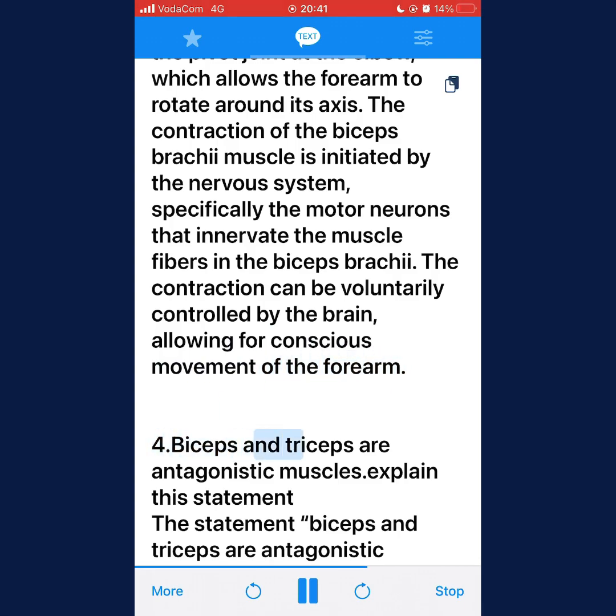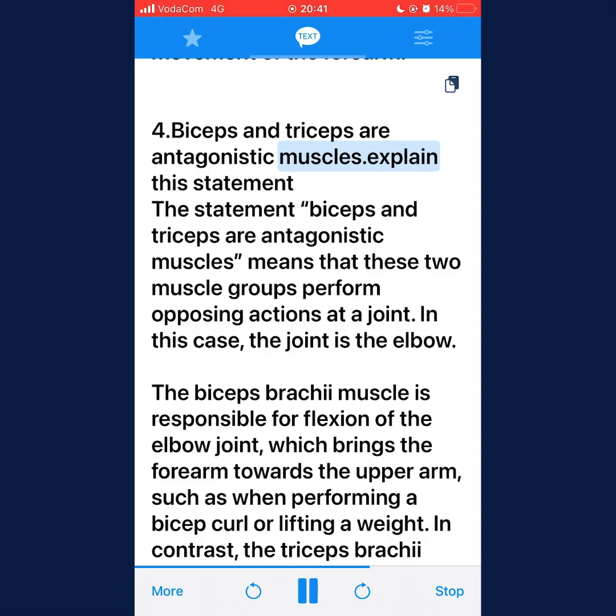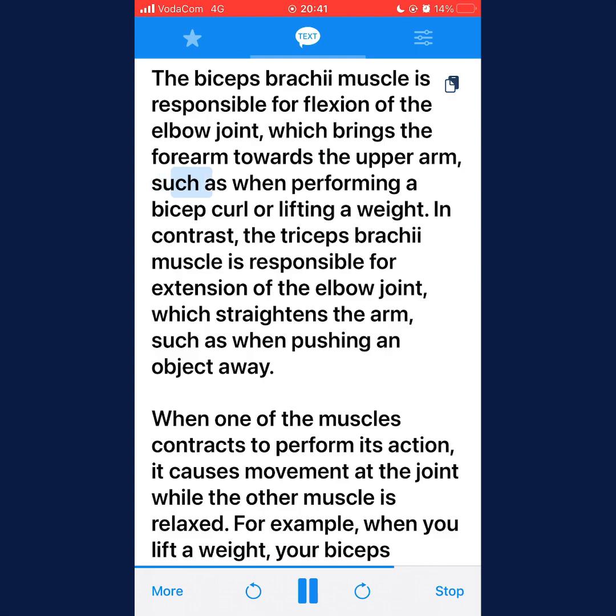4. Biceps and triceps are antagonistic muscles. Explain this statement. The statement biceps and triceps are antagonistic muscles means that these two muscle groups perform opposing actions at a joint. In this case, the joint is the elbow. The biceps brachii muscle is responsible for flexion of the elbow joint, which brings the forearm towards the upper arm, such as when performing a bicep curl or lifting a weight. In contrast, the triceps brachii muscle is responsible for extension of the elbow joint, which straightens the arm, such as when pushing an object away.